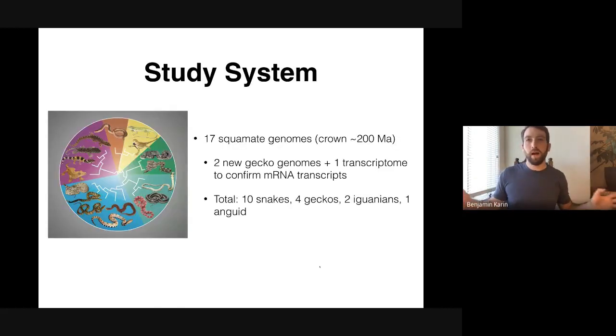So to compare Relic with UCEs and anchored hybrid enrichment, we looked at 17 different squamate genomes, 2 of which we sequenced, and we also sequenced 1 transcriptome to confirm all the Relic genes are expressed as mRNA. So in total, we had 10 snakes, 4 geckos, 2 iguanians, and 1 anguid. This spans a broad range of taxonomic scales, from more recently diverged snakes to the more deeply diverged snakes and lizards.